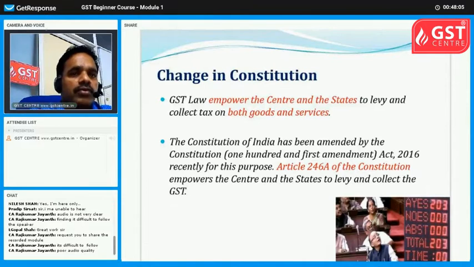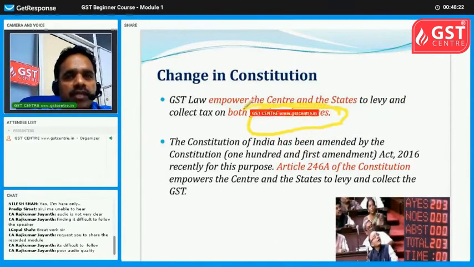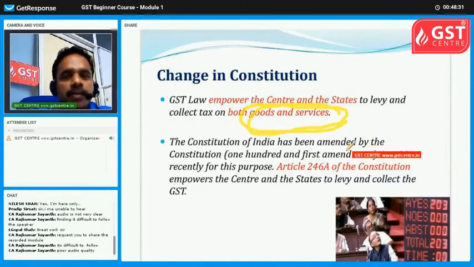And for goods, it is mainly state governments. That is value added tax, VAT, or sales tax earlier. It was collected by the respective state governments. But now with GST, both central government and state government can tax goods and services equally. So the Constitution of India has been amended, and as per Article 246A of the Indian Constitution, it gave power to the central government as well as the state governments to levy and collect tax on both goods and services.